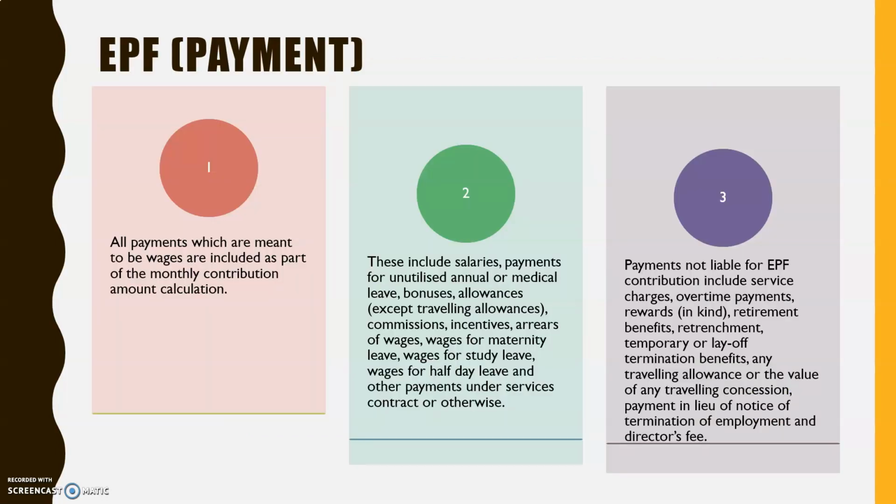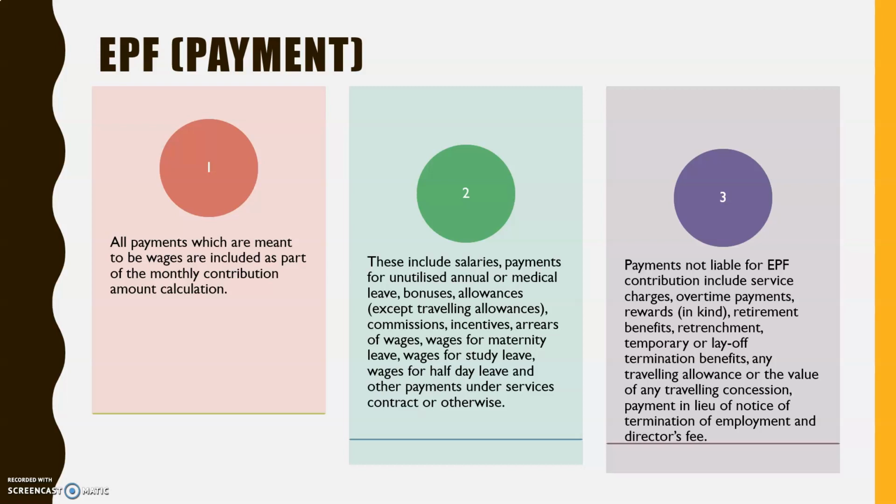So for payment, all payments which are meant to be wages are included as part of the monthly contribution amount calculation. These include salaries, payment for unutilized annual and medical leaves, bonuses, allowances except for travelling allowances, commissions, incentives, arrears of wages, wages for maternity leave, wages for study leave, wages for half-day leave, and other payment under service, contract or otherwise. These are all subject to monthly contribution.